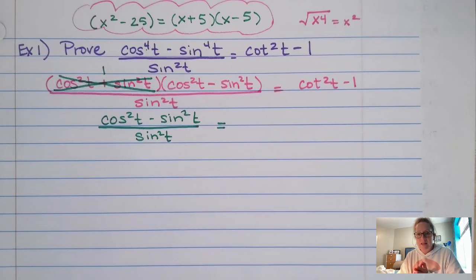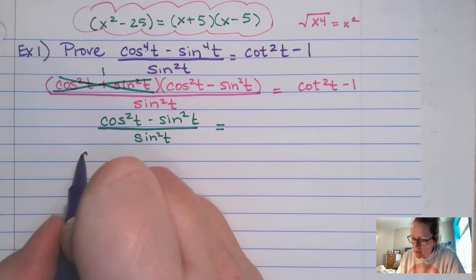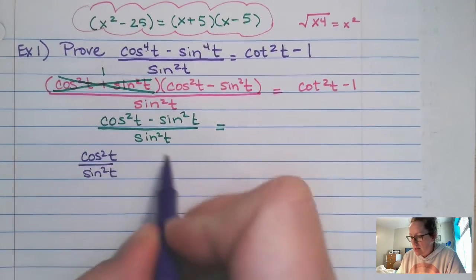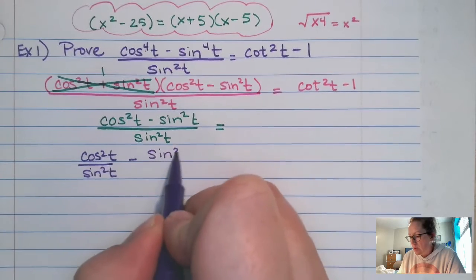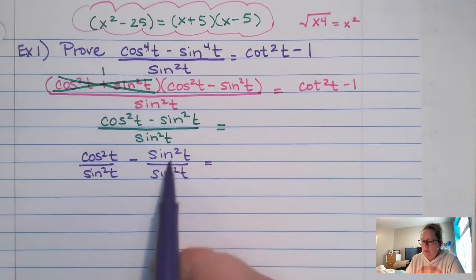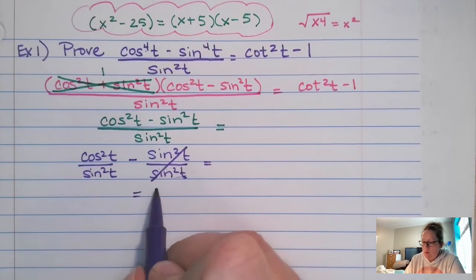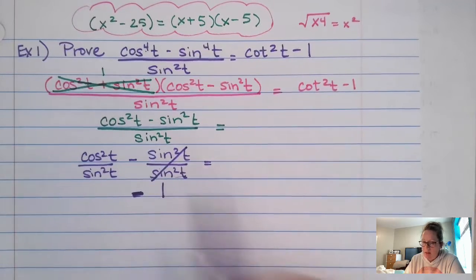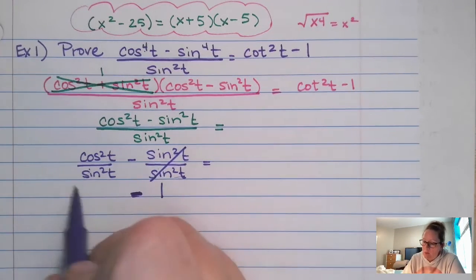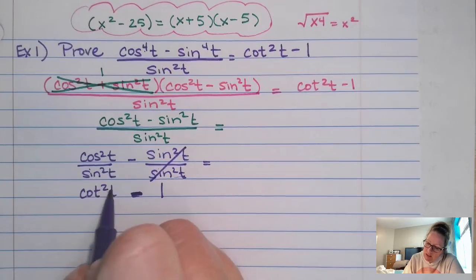But just like we did before with fractions, we can separate it into two fractions, right? So let's separate this into two fractions: cos squared t over sine squared t minus sine squared t over sine squared t. Sine squared t over sine squared t cancels out to be 1. What is cosine squared over sine squared? Cos over sine is cotangent, so this would be cotangent squared t.